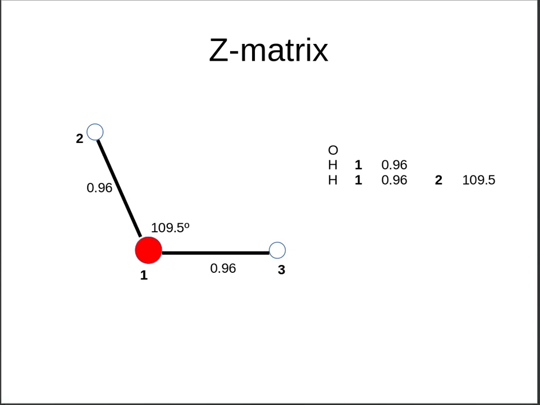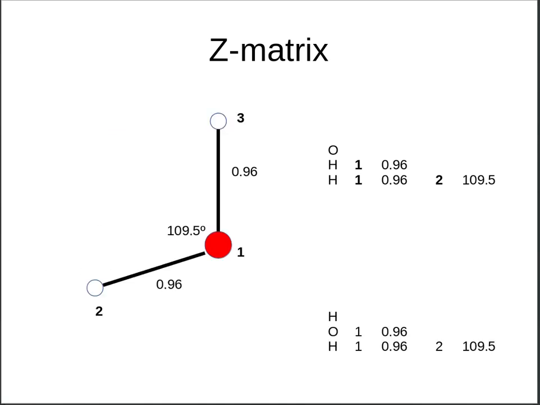Okay, so yes, there's our Z-matrix when we label the atoms that way. But what if we label the atoms in a slightly different way, or if we looked at a different arrangement of a water molecule? So over here, if I label the atoms as 1, 2, 3 as I did before, even in this arrangement we still get the Z-matrix as we had before.